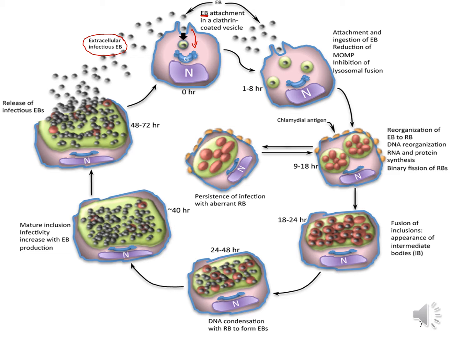the reduction of MOMP will appear on the elementary body. MOMP means major outer membrane protein, which is mainly responsible for their pathogenesis. With the help of this MOMP, they inhibit lysosomal fusion, and thereby it causes resistance to phagocytosis. And then 9 to 18 hours after the infection, what will happen?